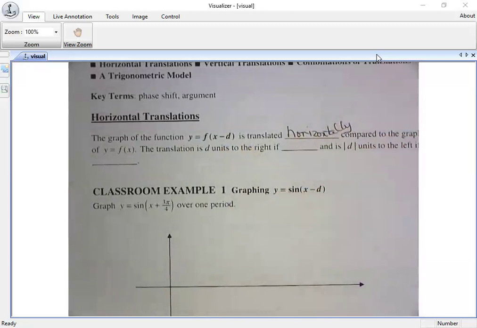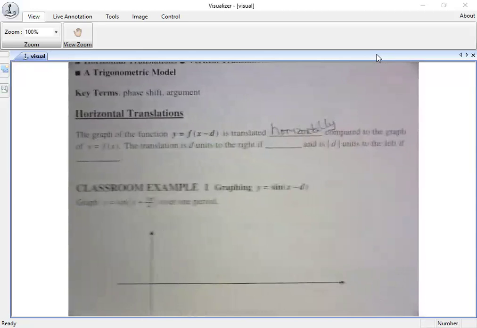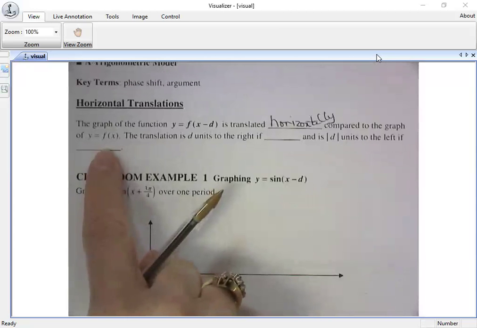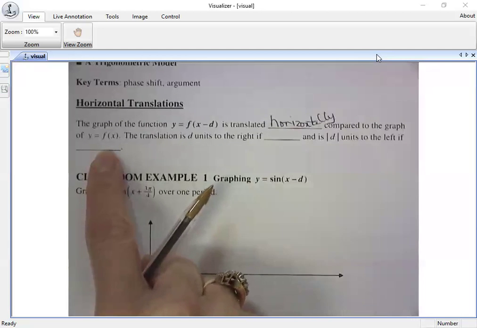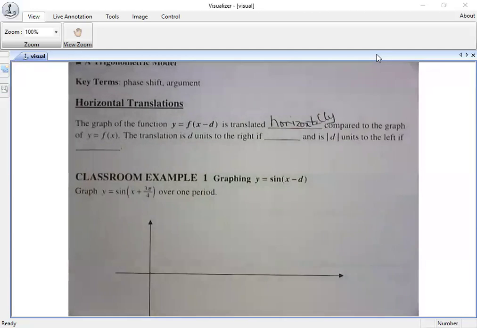Okay, that is going to be a horizontal translation compared to the original graph. Now, this is the part that's a little bit sneaky. Horizontal translations are always the opposite of what you would expect. Let me give you a quick example.